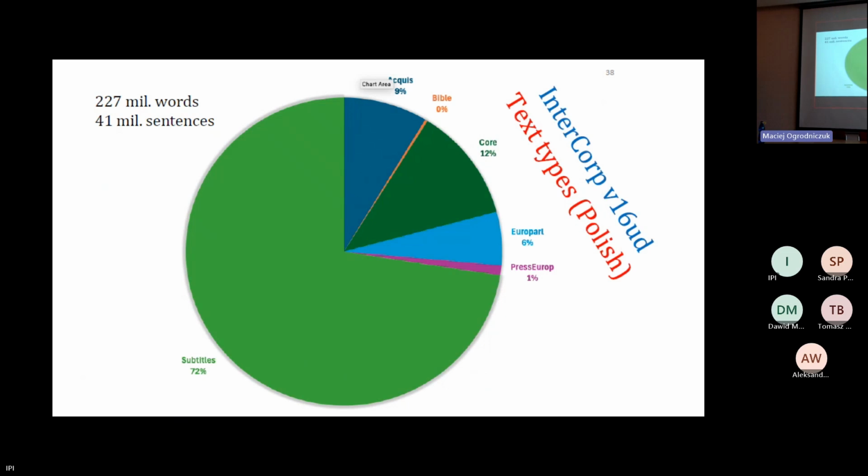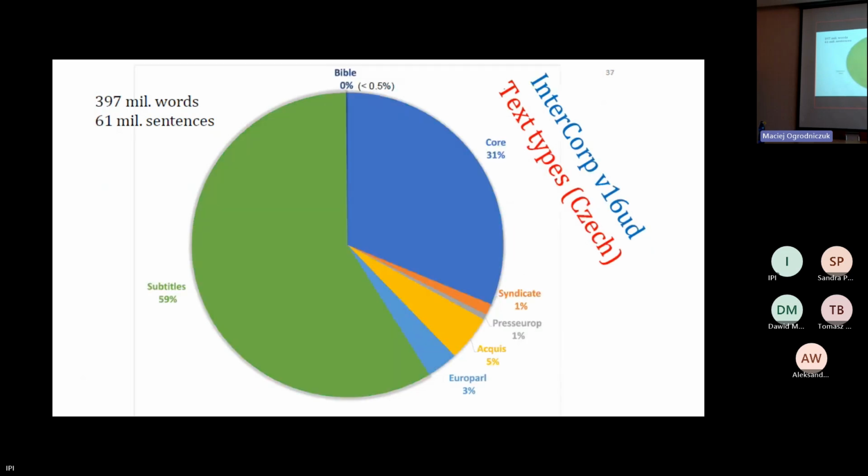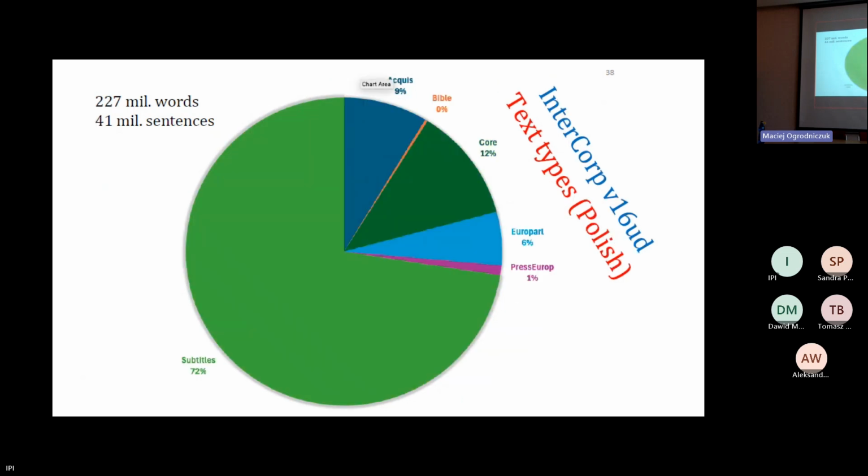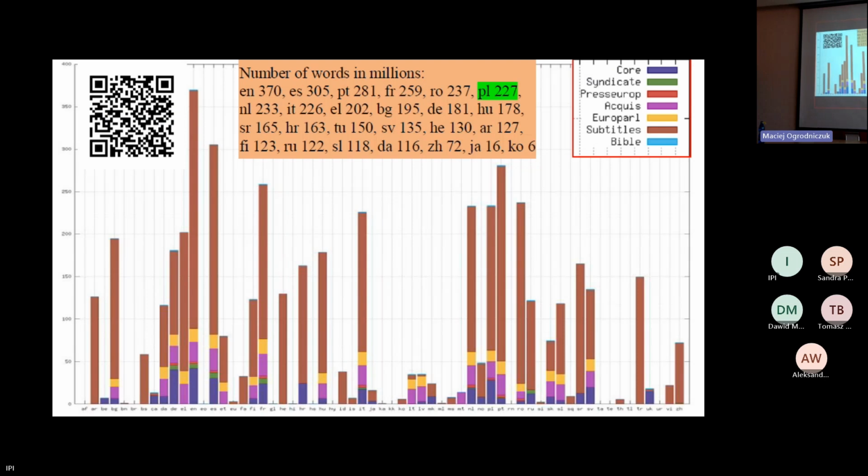Now for Polish, it's even worse. Yeah. So this is all subtitles, and there are some news. We don't have this part, this syndicate, which is a pity for Polish. These are political commentaries. European Parliament proceedings. The core is about 20%, 12. Sorry, the Bible. I forgot about the Bible. It's about less than 0.5%. Yeah, but it might be interesting for some. And this is the European law.